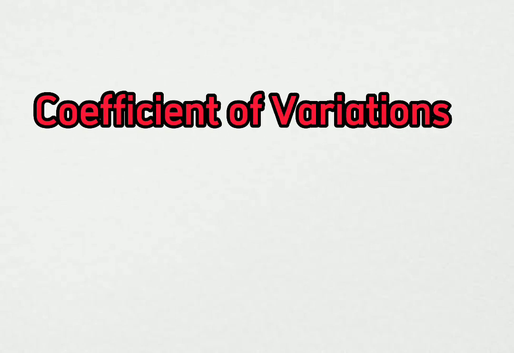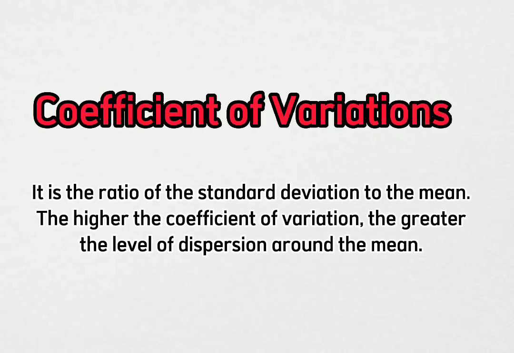Today I'm going to talk about coefficient of variation in statistics. But first, what is coefficient of variation? The coefficient of variation is used when comparing two or more sets of variables, especially when the units of measurement are different. It is the ratio of the standard deviation to the mean. The higher the coefficient of variation, the greater the level of dispersion around the mean.